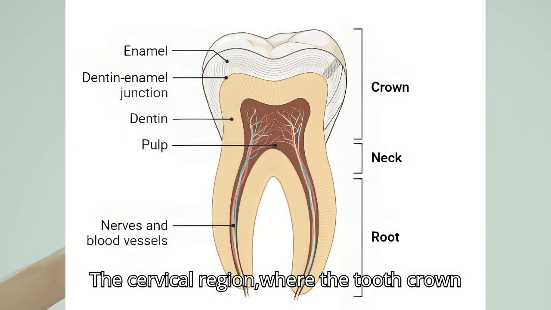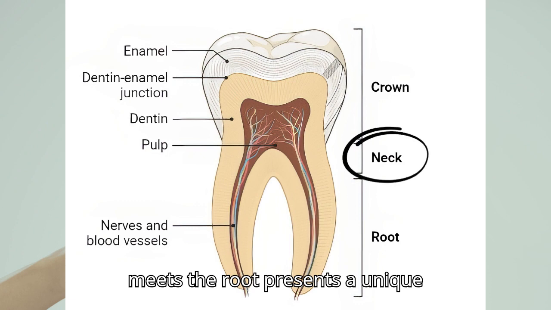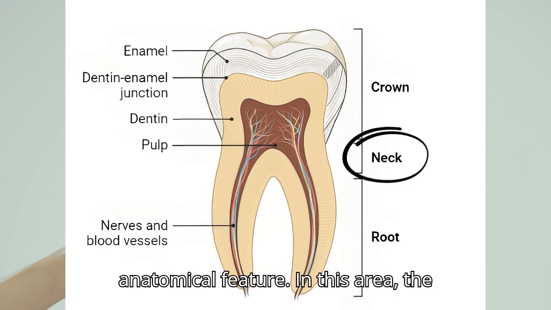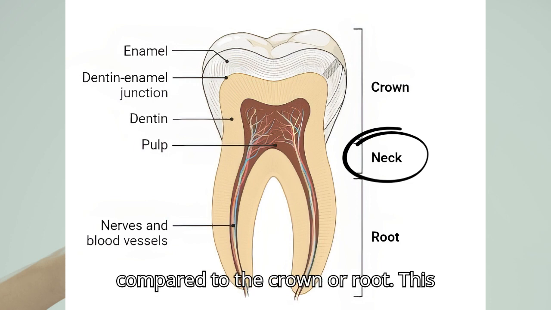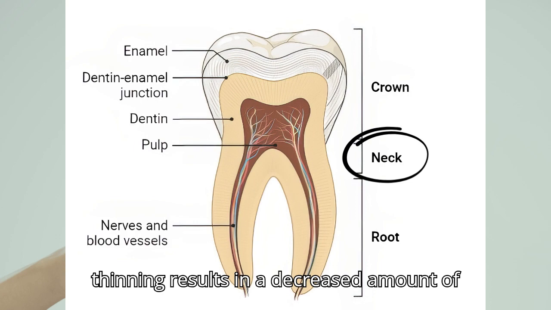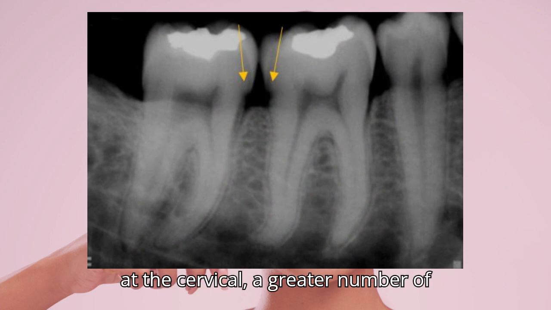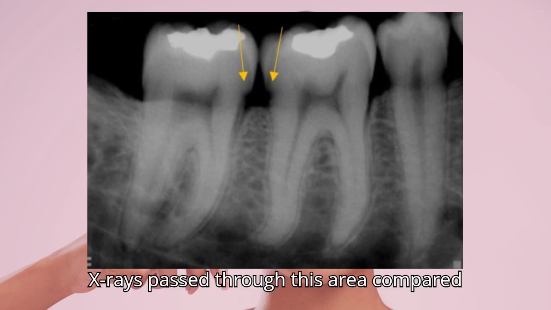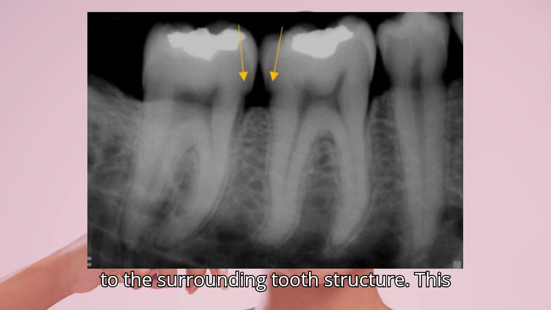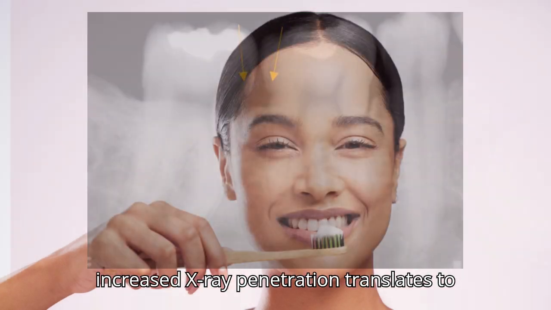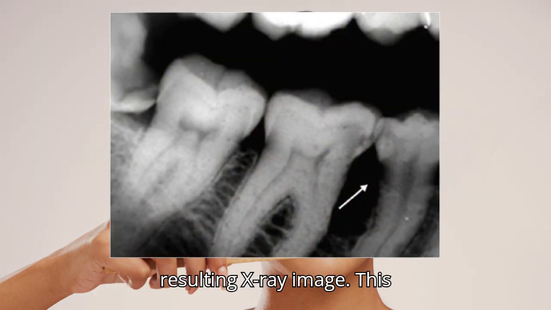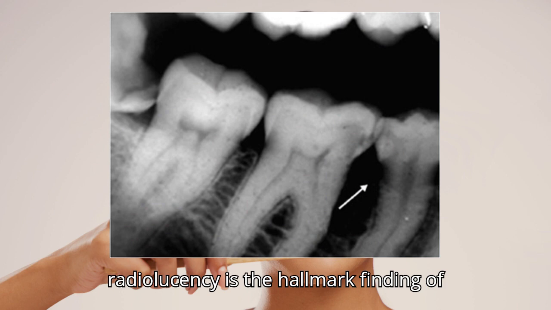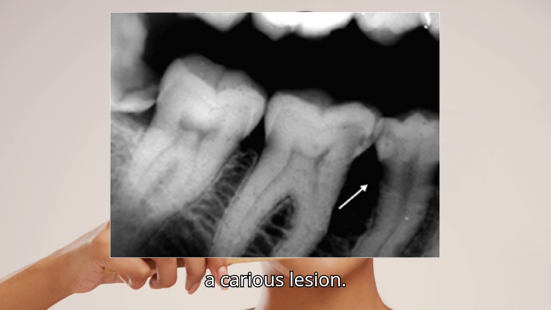The cervical region, where the tooth crown meets the root, presents a unique anatomical feature. In this area, the tooth structure thins considerably compared to the crown or root. This thinning results in a decreased amount of dentin present to absorb x-rays. Due to the reduced dentin thickness at the cervical, a greater number of x-rays pass through this area compared to the surrounding tooth structure. This increased X-ray penetration translates to a darker or radiolucent area on the resulting X-ray image. This radiolucency is the hallmark finding of cervical burnout and can be mistaken for a carious lesion.